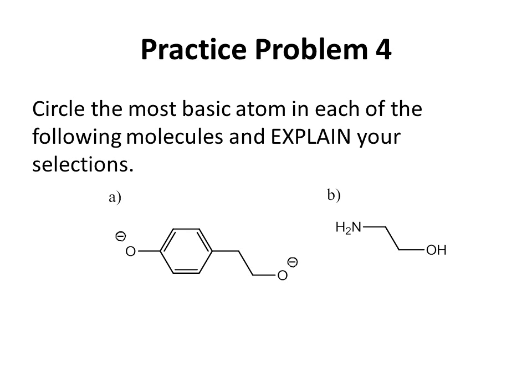Practice problem 4. Circle the most basic atom in each of the following molecules and explain your selections. Now remember, you're looking for atoms that have lone pairs. Those are the only atoms you're going to consider. You're also going to apply a trend, one of the trends that we've learned. Remember that the basicity trends work in the opposite way to the acidity trends.